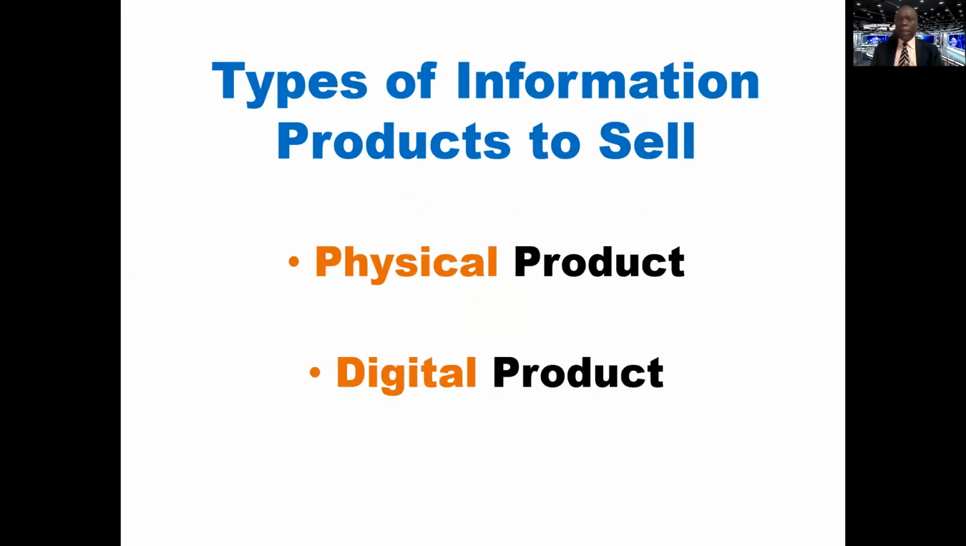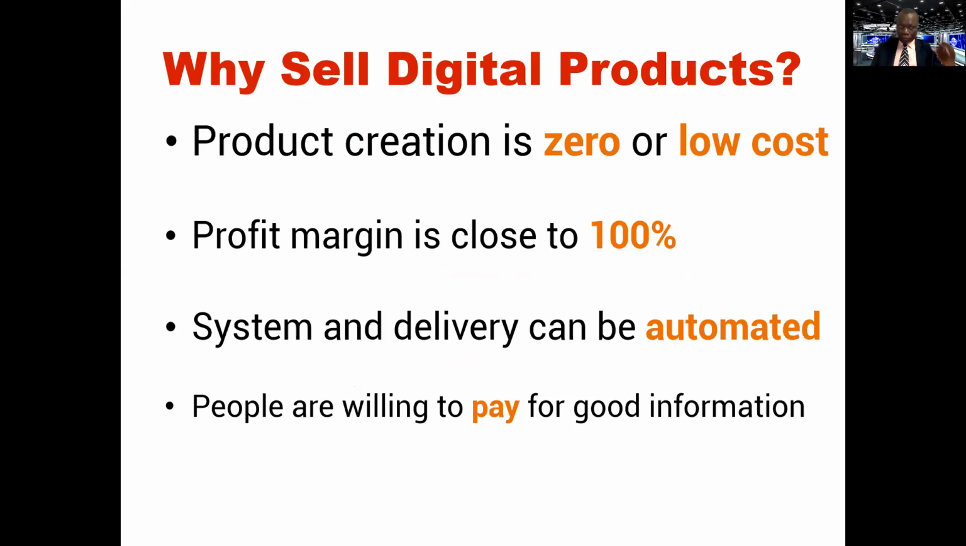There are basically 2 types of information products that one can sell: physical products or digital products. But I sell mostly digital products. In fact, despite having written 12 best-selling books on Amazon, I have never done a book launch myself ever. And I probably wouldn't do one because to me, it makes no sense. I sell digital products, and the reasons are very easy.